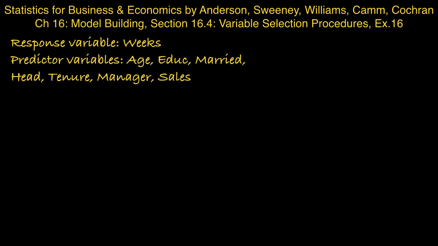So I've got a response variable, weeks, and then independent or predictor variables: age; education, which is the number of years of education; married, which is a dummy variable that's 1 if married, 0 otherwise; head, which is also a dummy variable that's 1 if the head of household and 0 otherwise; tenure, which is the number of years on the previous job; manager, which is a dummy variable 1 if a management occupation, 0 otherwise; and sales, which is a dummy variable 1 if a sales occupation, 0 otherwise.